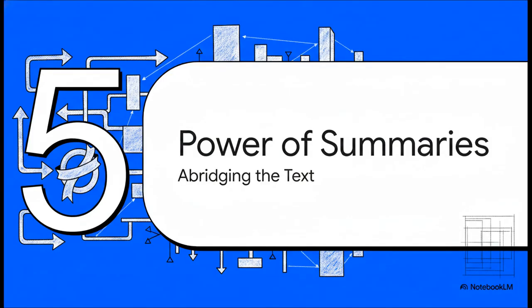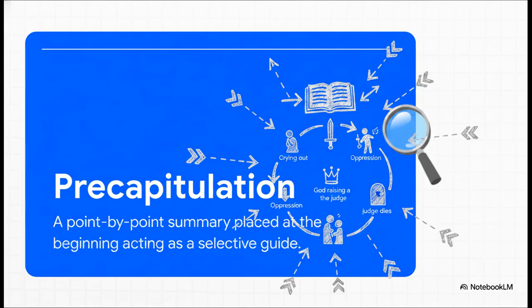Moving to Section 5, the power of summaries. So we've talked about moving forward and backward logically, but what about when an author pauses to wrap everything up into a neat little package? Sometimes the summary doesn't come at the end. It comes at the very beginning. We call this pre-capitulation. It's a point-by-point summary placed right at the front of the material, acting like a map or highly selective guide for what you're about to read.